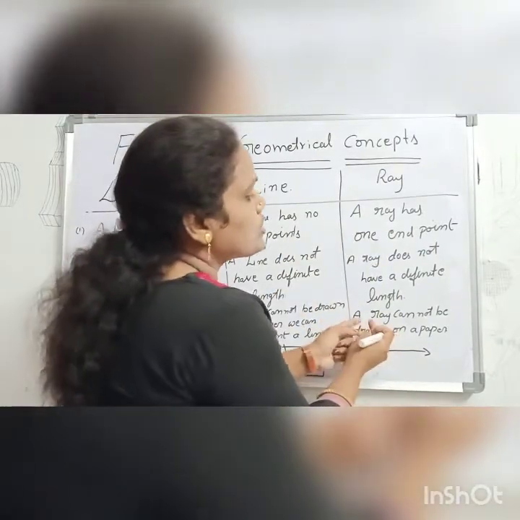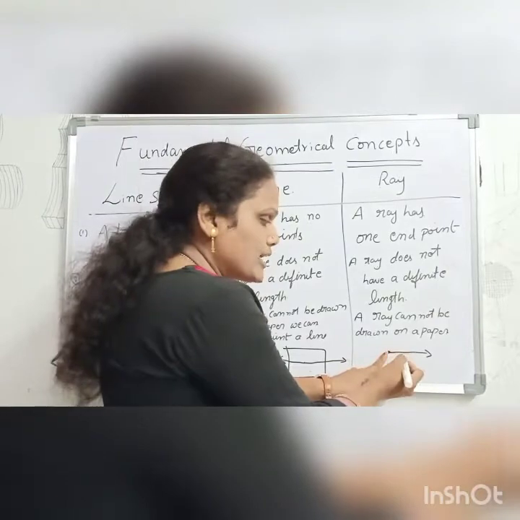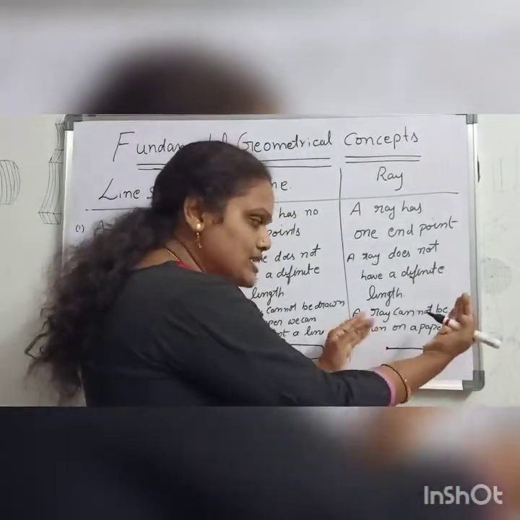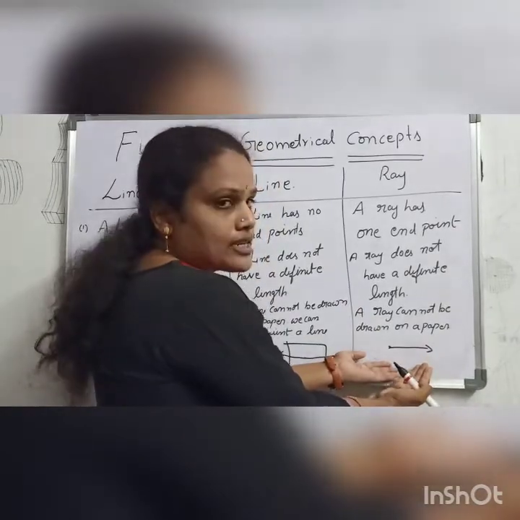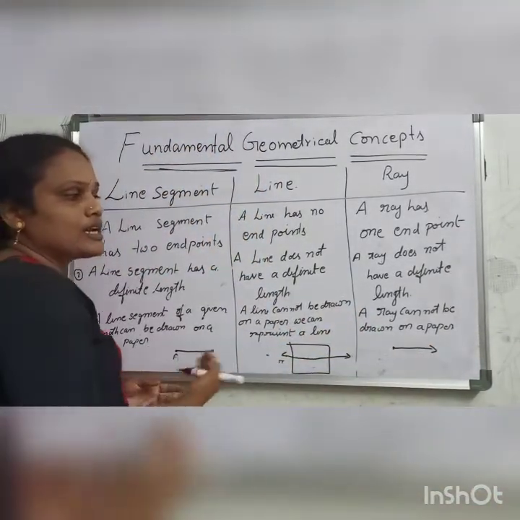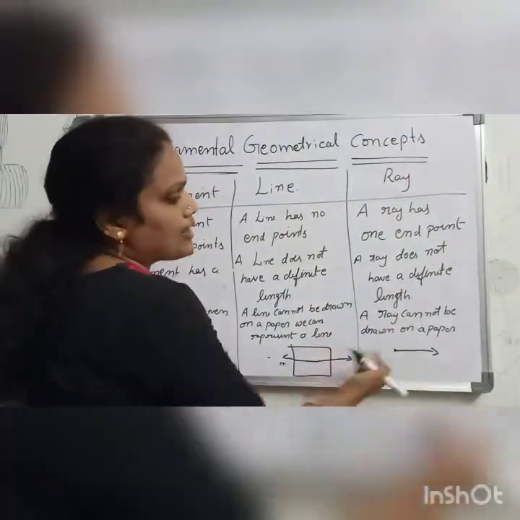And a ray also cannot be drawn on a paper, because the right side is going endlessly. So we are just representing the ray. That's it. We can't write a ray on a single paper either.